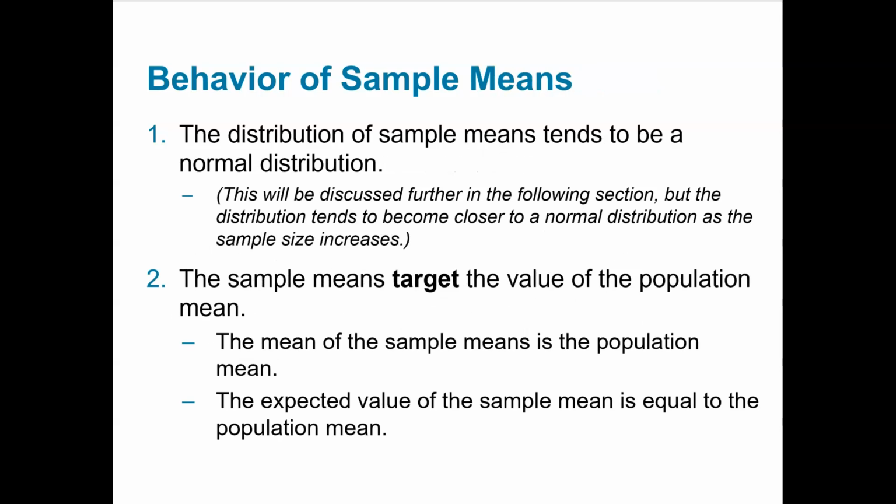Now, if we talk about sample means, the distribution of sample means tends to be a normal distribution. Again, we're going to be talking about that more later, but if we take infinitely many samples and we find the mean of each of those samples, it's going to give us a bell shape, and it's going to target the value of the population mean. So the mean of the sample means, so in this sample we get a mean of 1, next sample we get a mean of 2, next sample we get a mean of 1, next sample we get a mean of 3. And if we take the mean of all of those different samples, it's going to target the population mean.